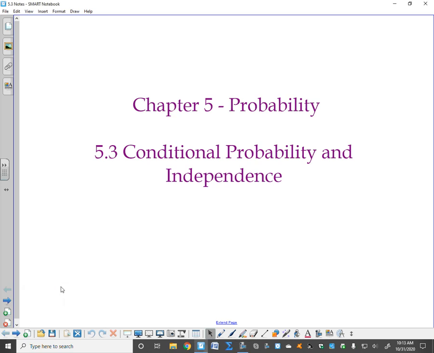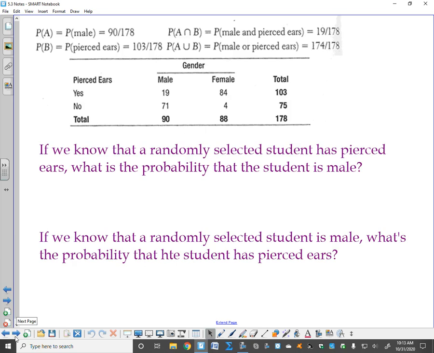Okay, so in this one, we're going to talk about conditional probability and independence. Going to do some tree diagrams, going to do some formulas, lots of details. All right, so let's head back to the pierced ear male-female problem.